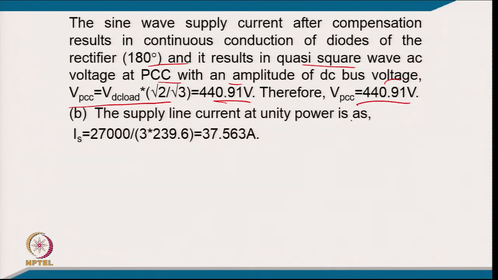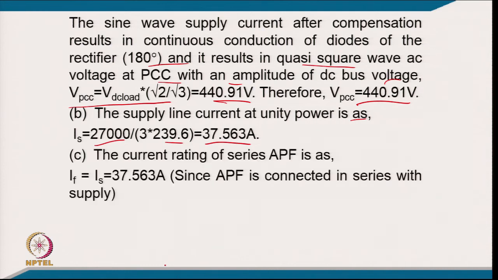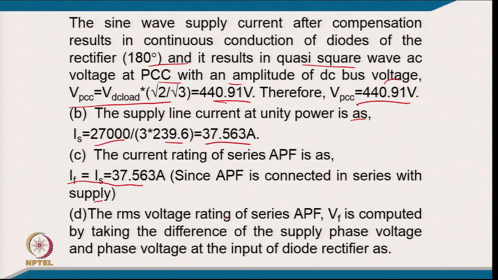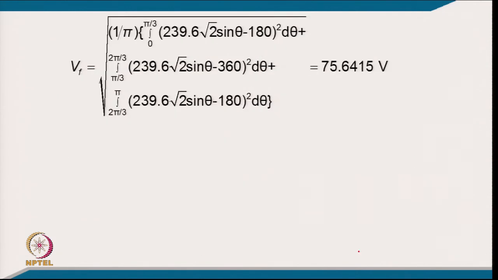And the supply current we have calculated from power divided by the supply side voltage into 3 phase voltage. So, it comes to 35.563 ampere, and the current rating of the series active filter will be the same as the supply current, that is 37.563, since the series active filter is connected in series with the supply. The RMS voltage rating of the series active filter VF is computed by taking the difference of the supply phase voltage and the phase voltage at the input of the diode rectifier.